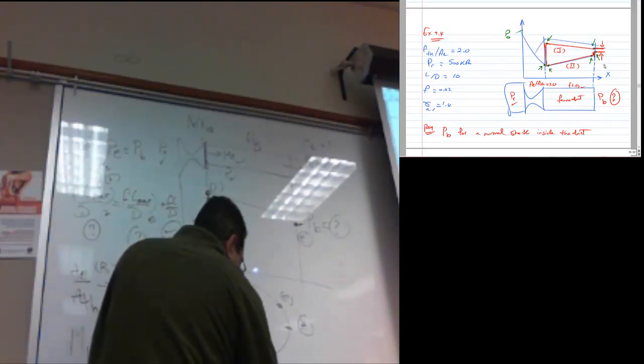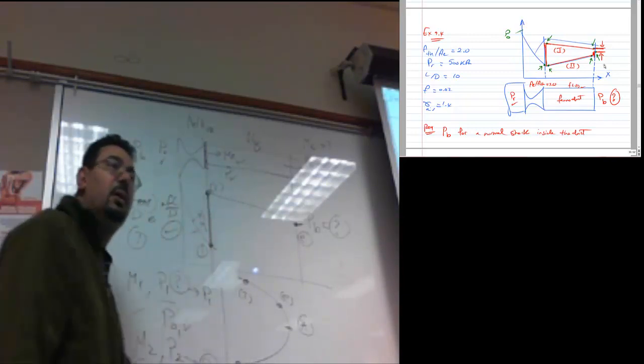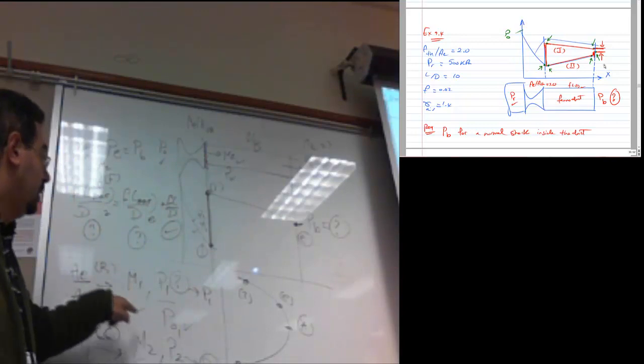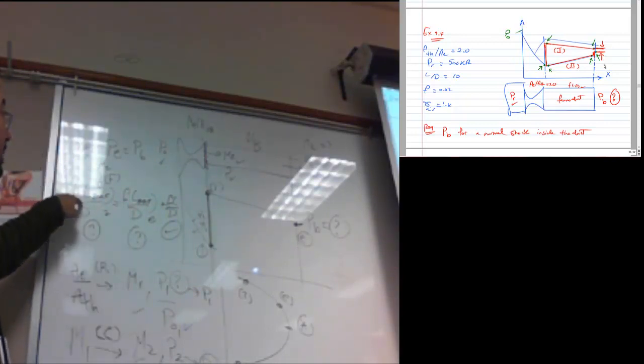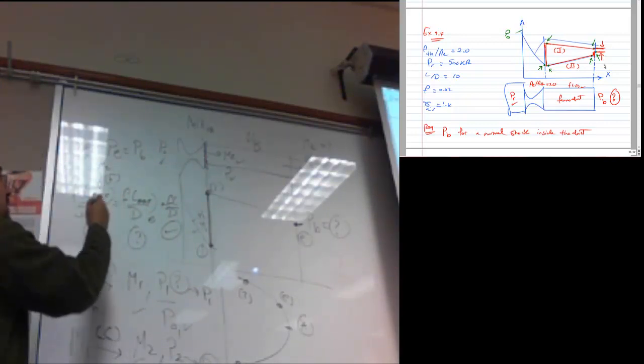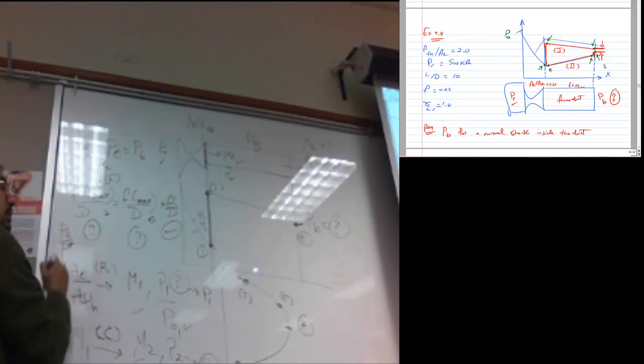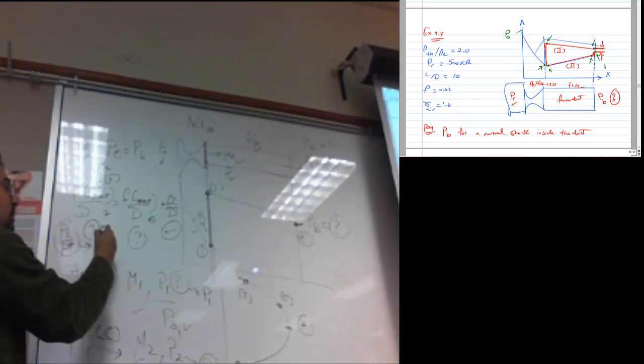B over B star. B exit over B star, right? At that Mach number. And from this guy, not only do you get this length at M2, but you should also get B2 over B star. Right? And this will allow you to get B star.